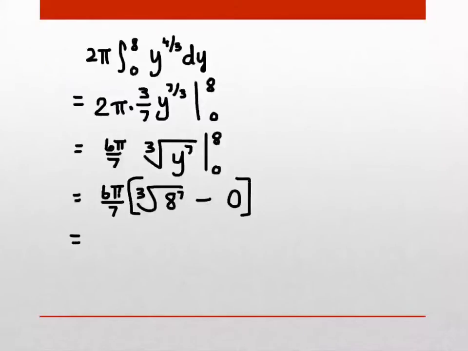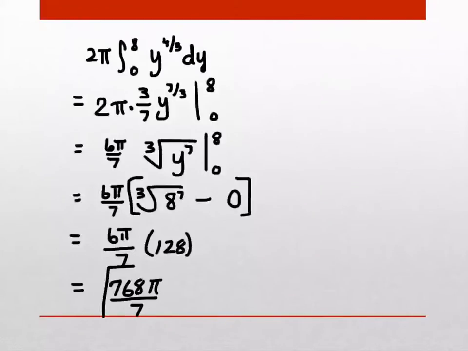So this is 6 pi over 7 times 128. And then does 128 divide by 7? No? So we're going to just multiply the 128 by 6 then, and what do we get? 768 pi over 7. Any questions on that one?